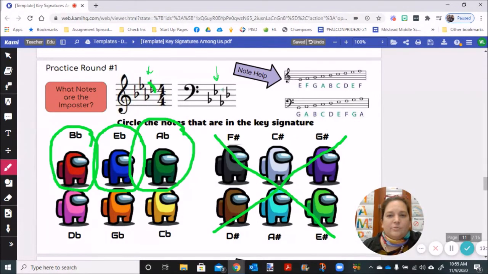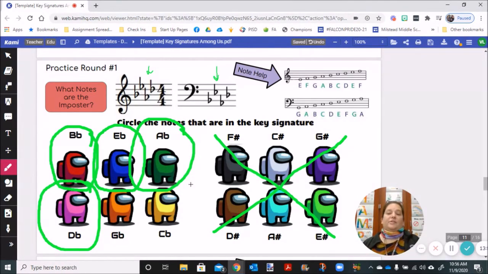So now we're looking at this one and this one. Treble clef, 4th line. Bass clef, 3rd line. What letter name lives there? D. Hopefully you were thinking D, because every good boy does fine in treble clef, and good boys do fine always in bass clef. So our 4th and final imposter is going to be D flat. So our imposters: B flat, E flat, A flat, D flat. That's how you read that key signature.